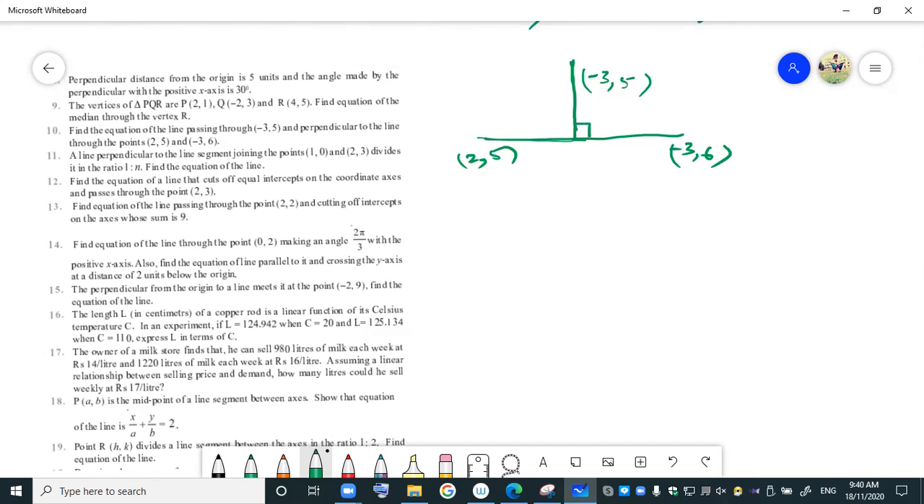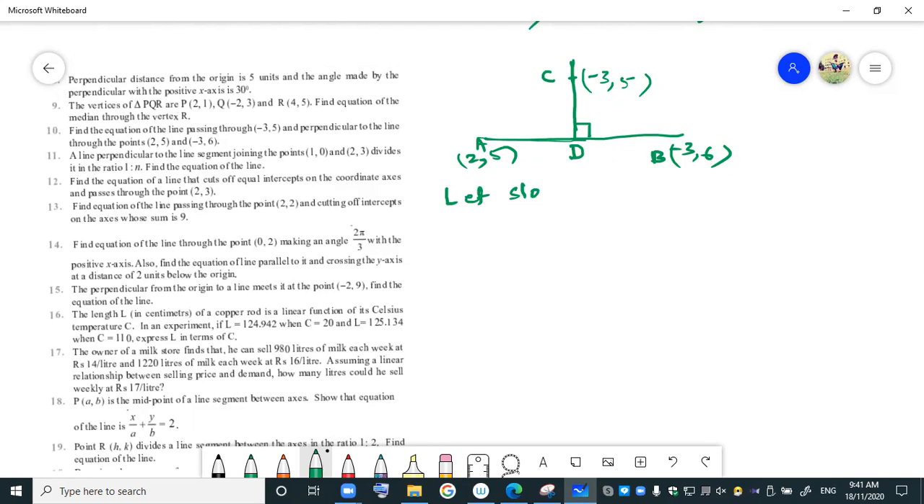Suppose these are points A, B, and this is point C, and this is point D. As you know, we have to find the equation of line CD. So we need to know the gradients. If two lines are perpendicular, then the slope of line AB into the slope of line CD, their product, will be equal to minus 1. Suppose the slope of CD is m.